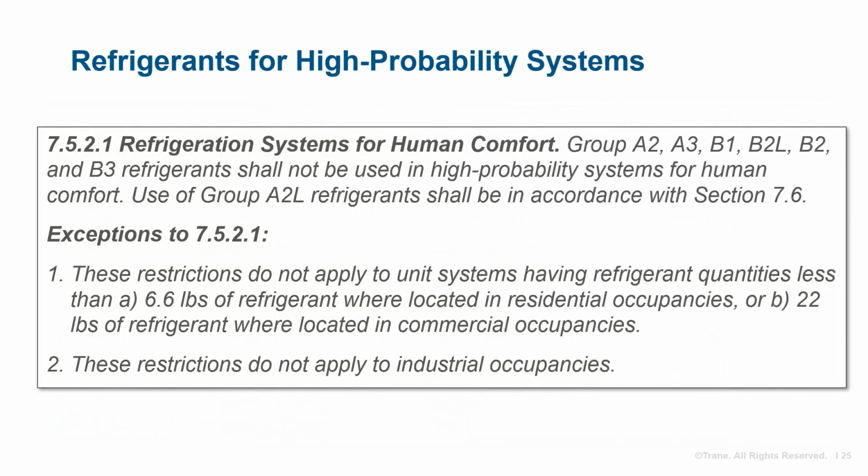Next, the standard prohibits A2, A3, B1, B2L, B2, and B3 refrigerants from being used in a high probability system for human comfort. That leaves only A1 or A2L refrigerants to be used in this application. But again, industrial occupancies are exempt, as are unit systems with a refrigerant charge below the stated thresholds.